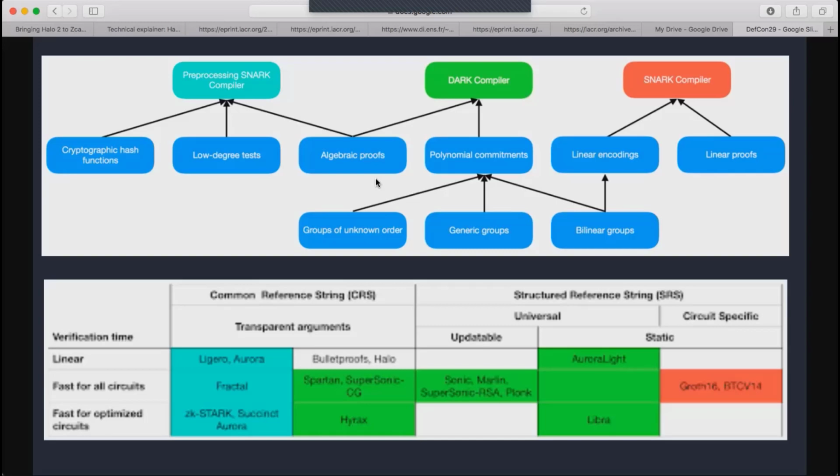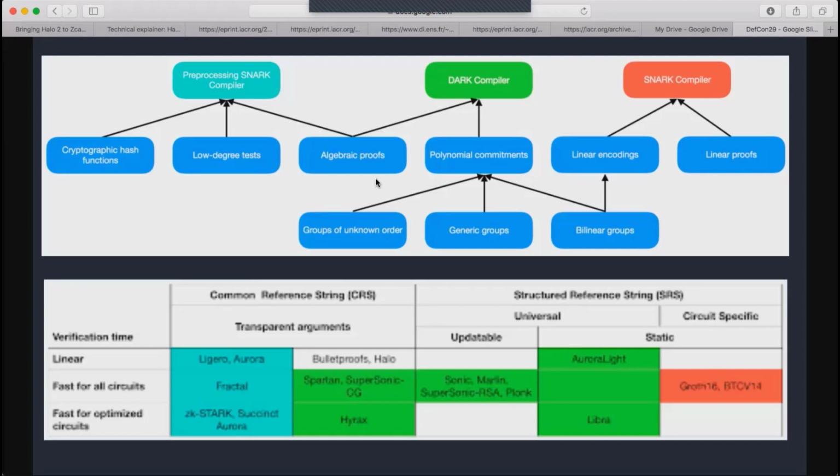The commitments can be of different kinds, such as polynomial commitments or Pedersen commitments, or recently there is a new commitment being introduced in Ethereum, and the proofs can be algebraic. Algebraic proofs are used in preprocessing SNARKs. Linear proofs are also used, and in systems like STARK, cryptographic hash functions and random polynomials have a lot of importance. There are three types of groups we can use: groups of unknown order, generic groups, and bilinear groups. Bilinear groups are commonly used in linear encoding systems, and groups of unknown order are used mainly with the DARK compiler.